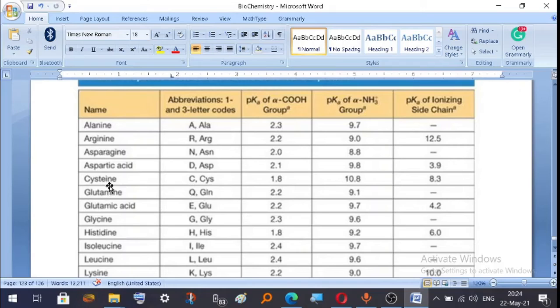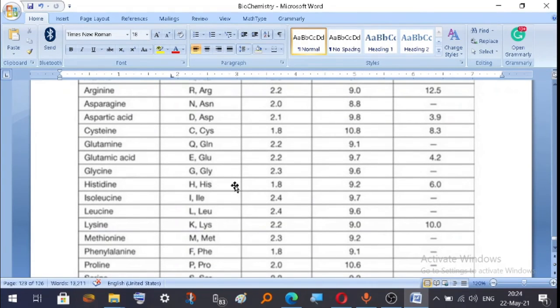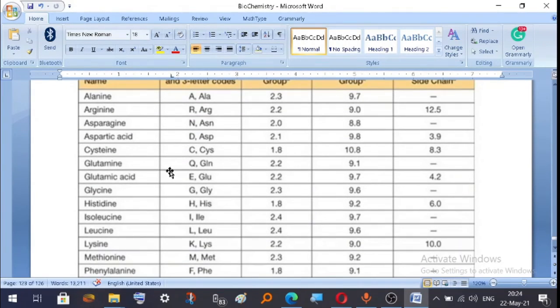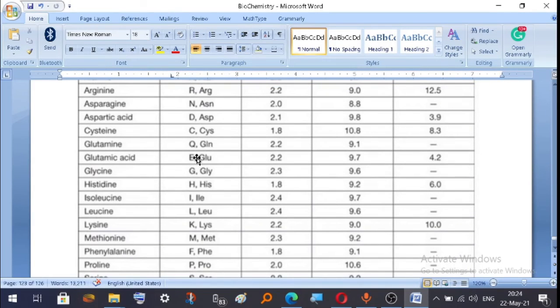For example, if we want to find the pKa of the alpha carboxylic acid group of the alanine, we would look at the table somewhere here, that is 2.3. And if we want to find out the pKa value of the R group of the aspartic acid, we have to find the aspartic acid. I think we have found it. So this is the aspartic acid, and the pKa of the R group, that is the carboxylic group of the aspartic acid, is 3.9. So this is how we find out the pKa values of different groups of the amino acid.